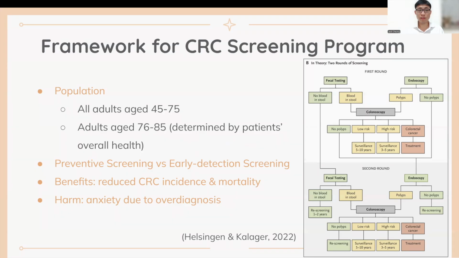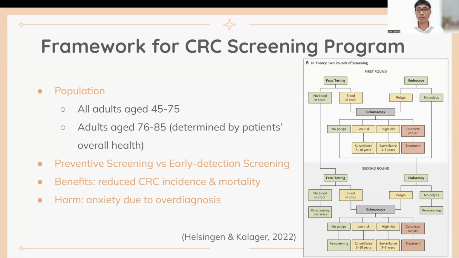There's a difference between preventive screening and early detection screening. Preventive screening is for patients before CRC actually occurs, while early detection screening allows early detection when the screening takes place at an early stage of CRC development. Moreover, we also have to consider the benefits and harms of the screening program. The benefits include reducing CRC incidence and mortality, while the harm is that if overdiagnosis occurs, it may cause anxiety to the patients.